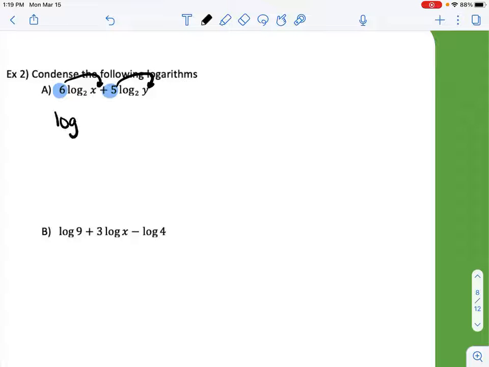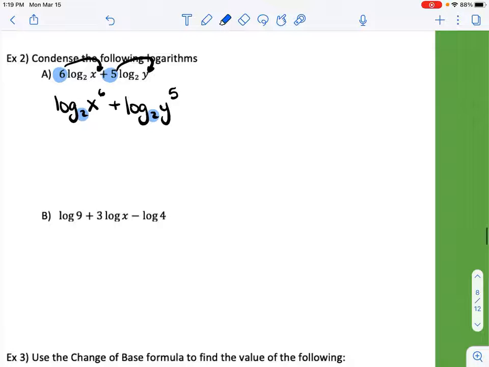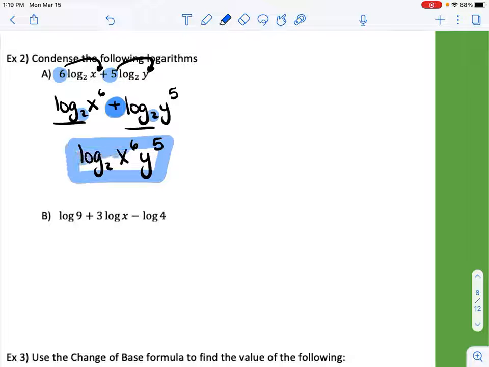So we're going to have log base 2 of x to the 6th power plus log base 2 of y to the 5th power. Notice the bases are the same thing. So that's good. Now, because we have addition here, that means these are going to end up being multiplied. Log base 2's are the same, so we just have log base 2 of x to the 6th, y to the 5th, and that is our condensed form.